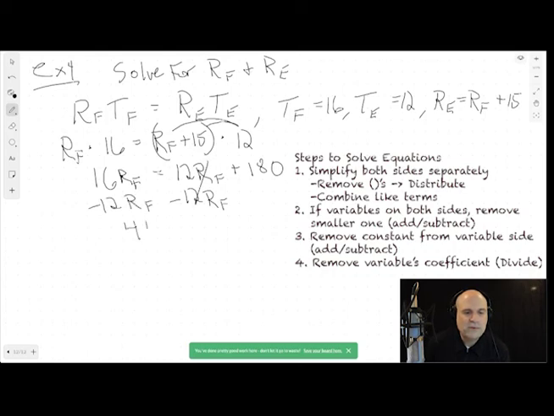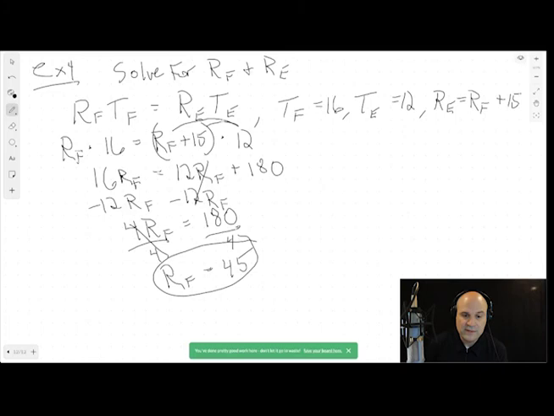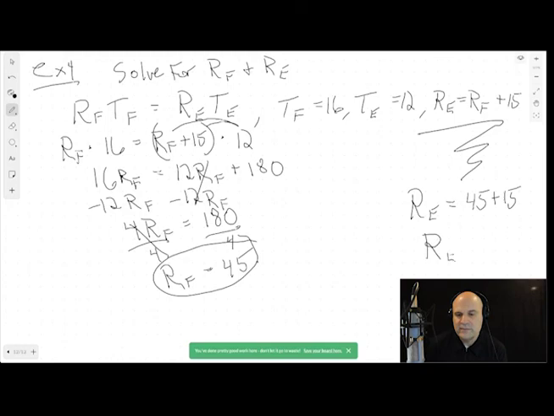Boom, 4 R of F equals 180. Okay. Last step of solving equations is divide by variable's coefficient. Divide by 4, R of F equals 45. All right, so if R of F equals 45, we also need R of E. So R of E tells you what it is right here. So R of E equals whatever R of F is plus 15. So R of E equals 60.